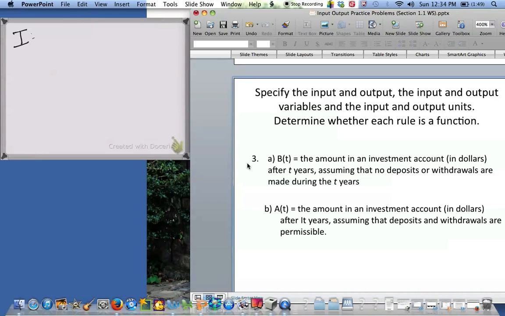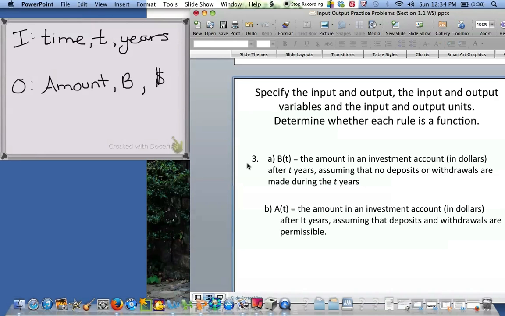Oops, I'm sorry, the input is the time, and then after how much time passes, that's how much money is in your account. I apologize. So input is your time, and output is the amount of money in your account. So hopefully the longer it sits there, the more it makes. Okay, we're going to use the variable t to represent time and b to represent amount. And this problem tells you that time is in years and your amount is in dollars.